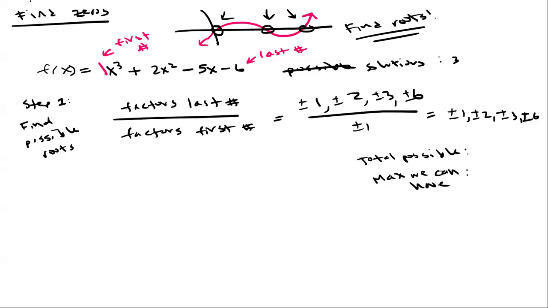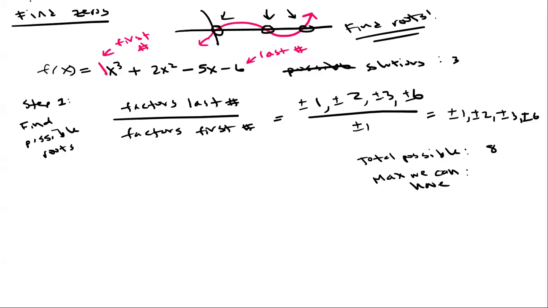Okay. So total possible, that's what? 2, 4, 6, 8, right? Because there are eight roots that we've listed here. 2 for 1, 2 for 2, 2 for 3, and 2 for 6. Okay? So there's a total of 8. So there's 8 possible, total possible.